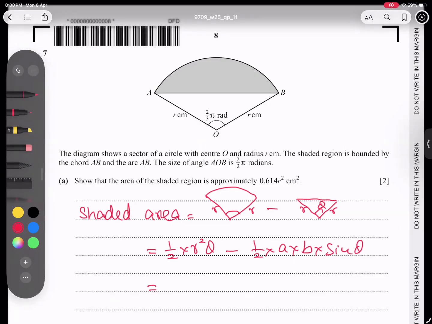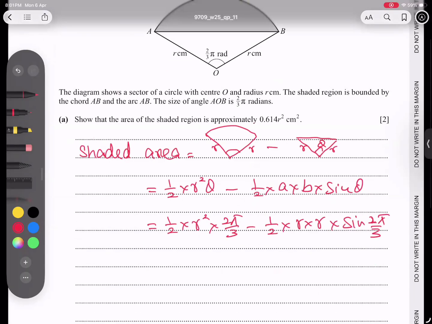Now I'm going to plug in the values. Radius is r, theta is 2 pi by 3. So 2 pi by 3. Same here: r times r into sine 2 pi by 3. Okay, now please make sure the calculator is in radian mode. And sine 2 pi by 3 will give you this answer, which we can write as root 3 by 2. Okay, root 3 by 2.